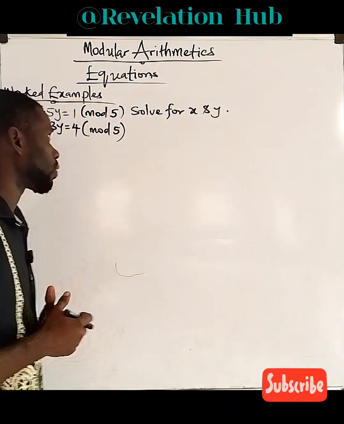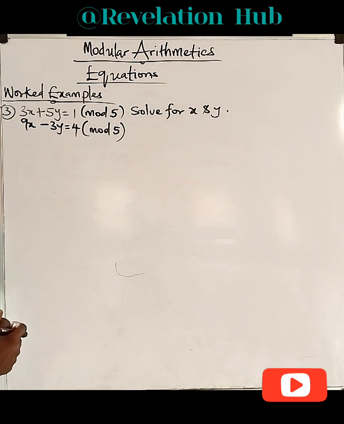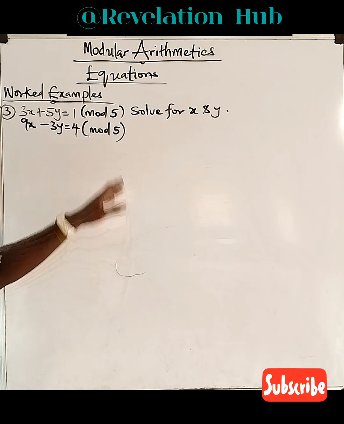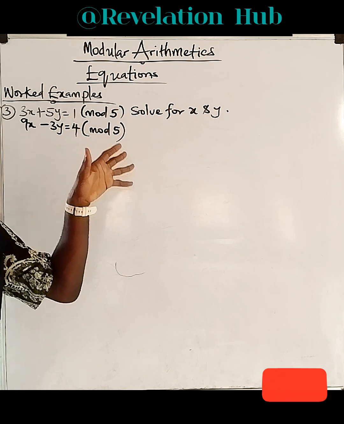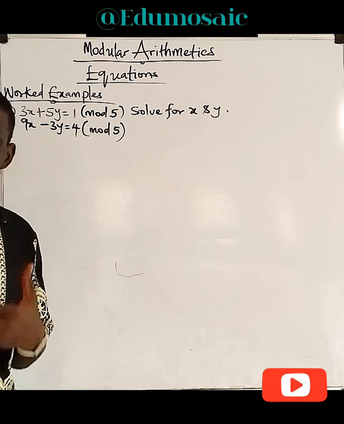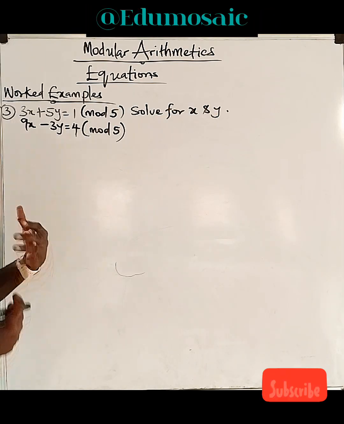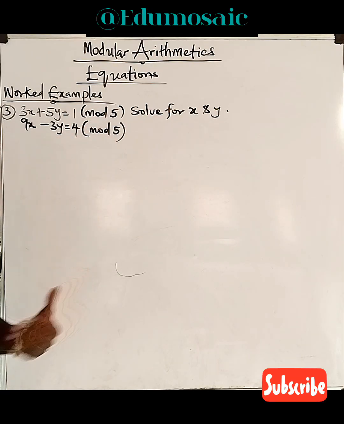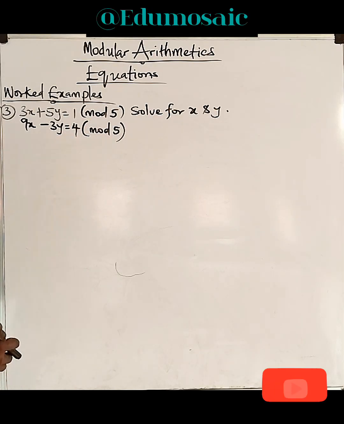So look at what we have right on the board. We are asked to get the value of x and y. Now, we have 3x plus 5y equal to 1 modulo 5, 9x minus 3y equals to 4 modulo 5. And note the modulo is the same. So when it comes to simultaneous equations, it is very feasible, very doable, for you to solve for the unknowns when you have the same modulo operation.